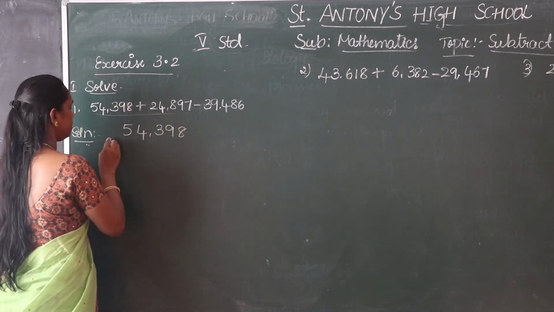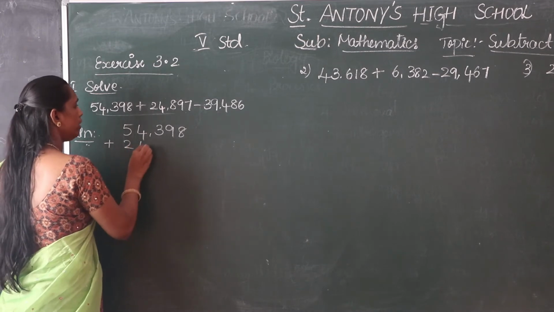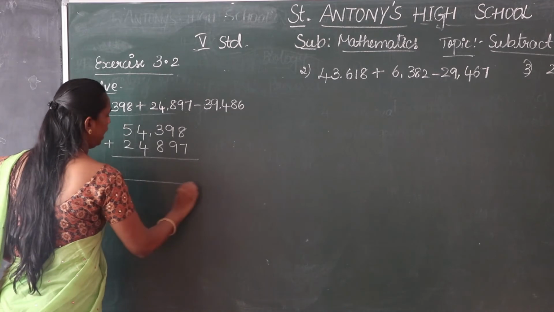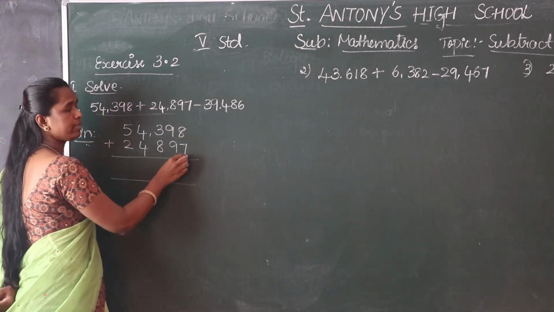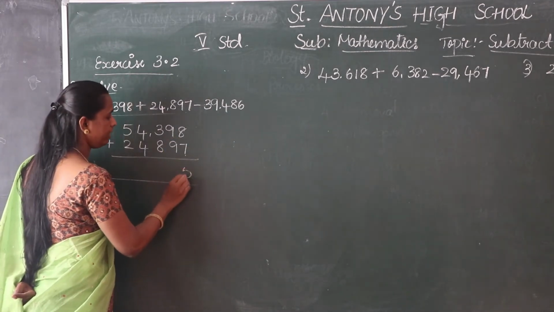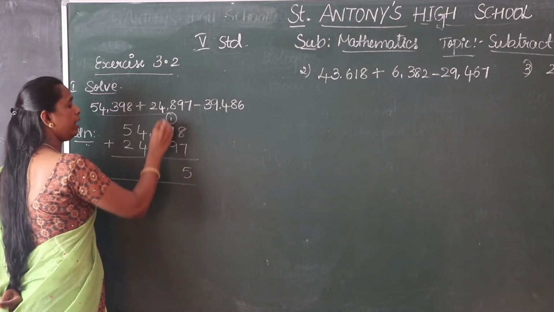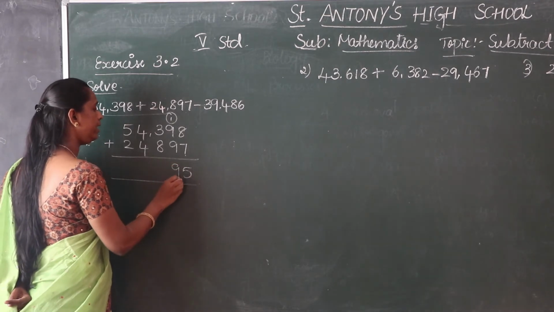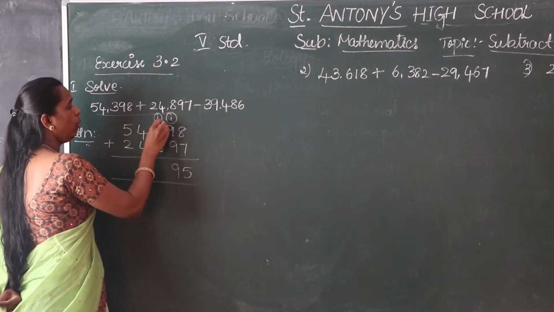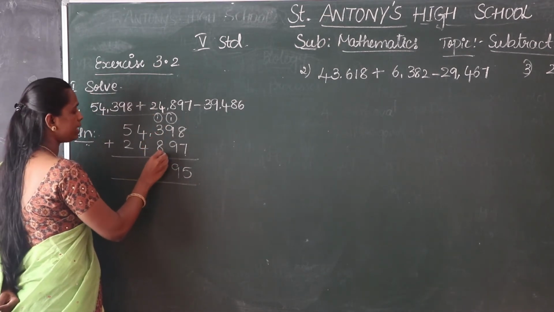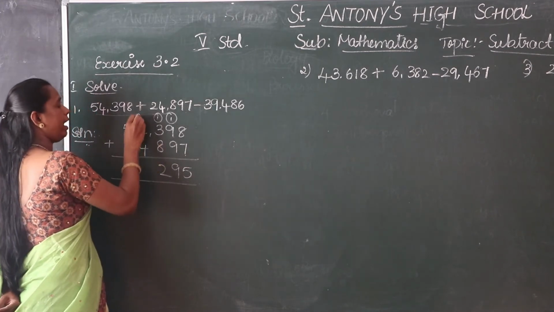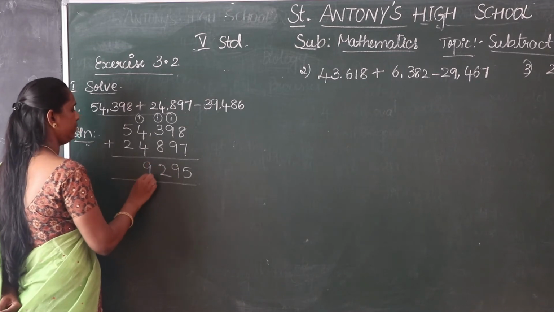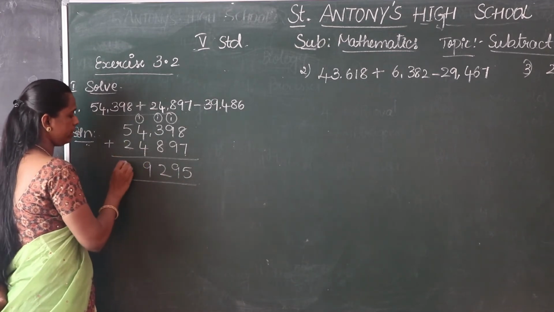54,398 plus 24,897. Add these two. 8 plus 7, 15, write 5, 1 carry. 1 plus 9, 10, plus 9, 19, again 1 carry. 1 plus 3, 4, 4 plus 8, 12, 1 carry. 1 plus 4, 5, 5 plus 4, 9, and then 5 plus 2, 7.